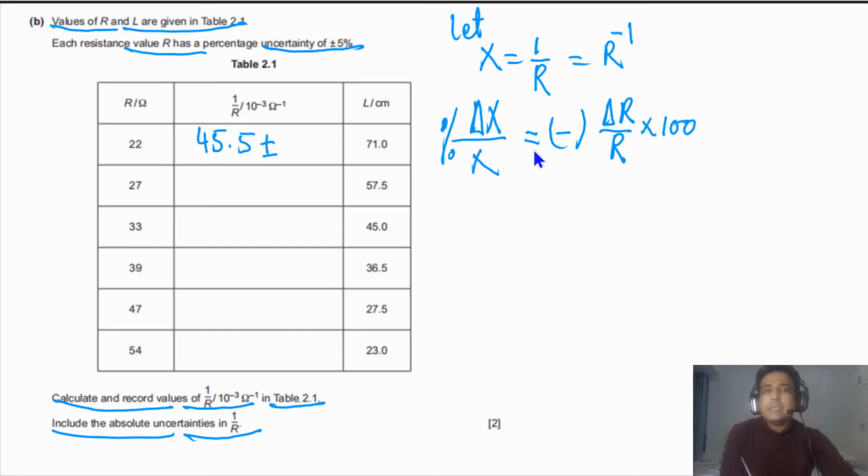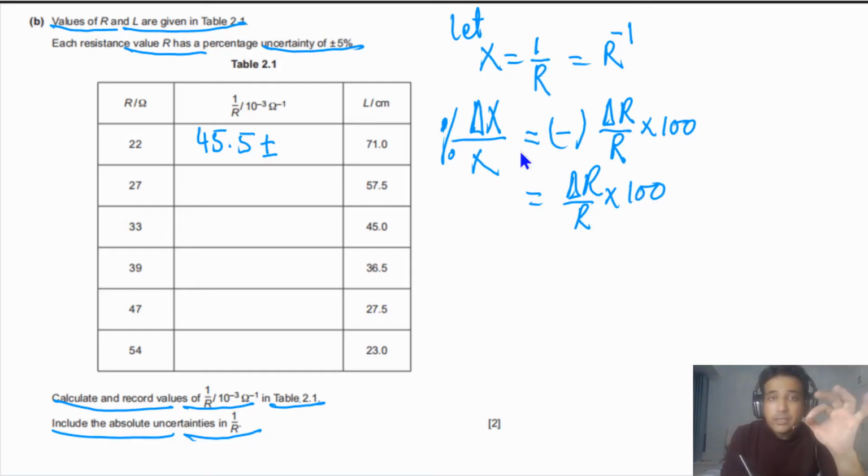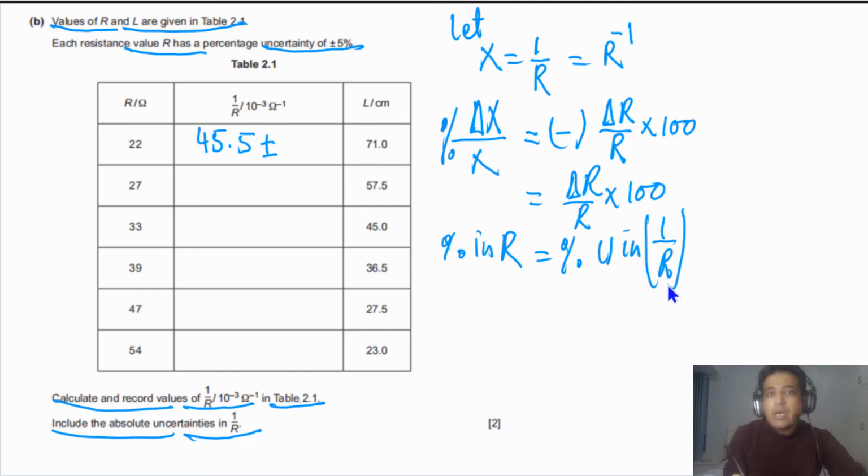Minus doesn't matter, because absolute uncertainty can never be negative. It has to be positive. Means the absolute uncertainty is always positive, percentage uncertainty always positive. So this negative sign simply you can ignore. So we can say this is delta R by R. And from here you can see that percentage uncertainty in 1 over R is the same as percentage uncertainty in R. So we can say percentage uncertainty in R is equal to percentage uncertainty in 1 over R. So this is the point you need to understand.